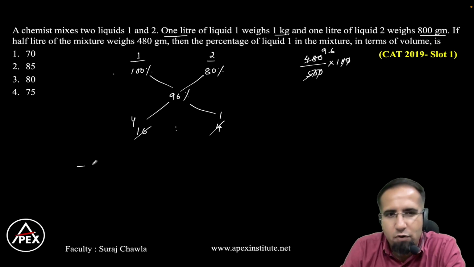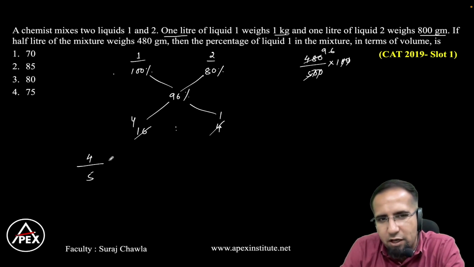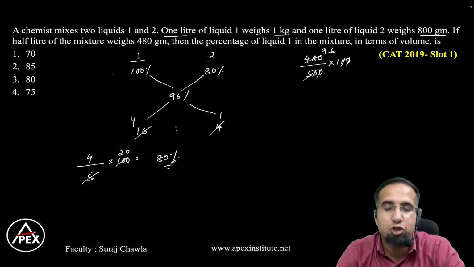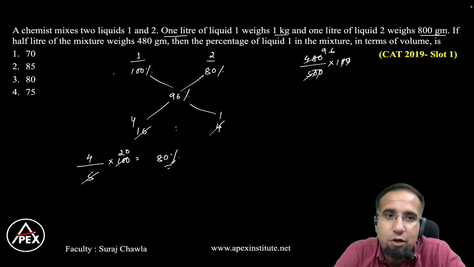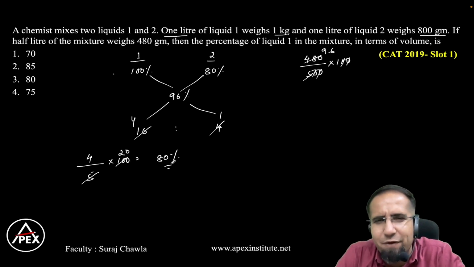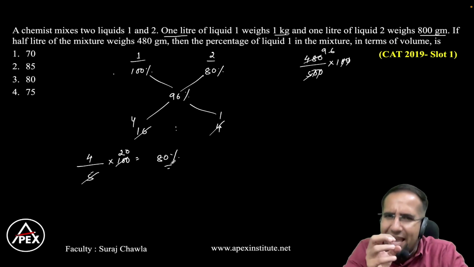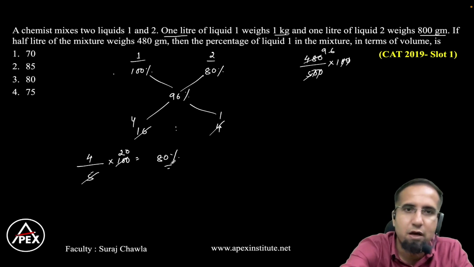That means out of a total of 5 parts, 4 parts is liquid 1, and I'm talking about a percentage. So this becomes 5 ones and 5 20s. So 4 20s, you have 80% as the value or the percentage of liquid 1 in terms of volume. Right? So we can use both the methods, guys, but even if we do not know alligations, the best part here is we can solve this question with the help of the basic method, taking x and simplifying the required answer.